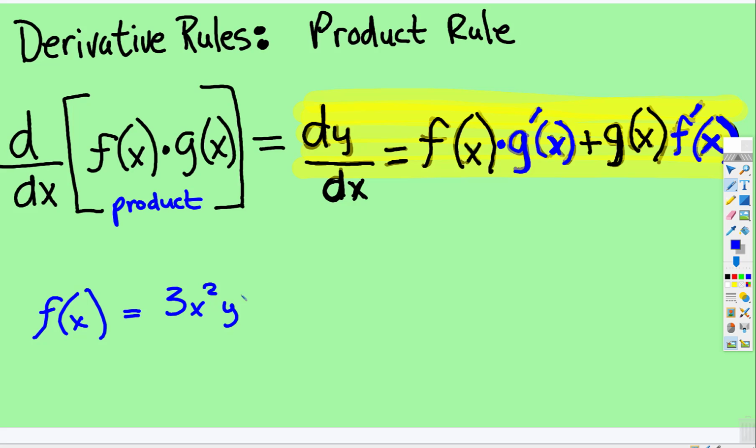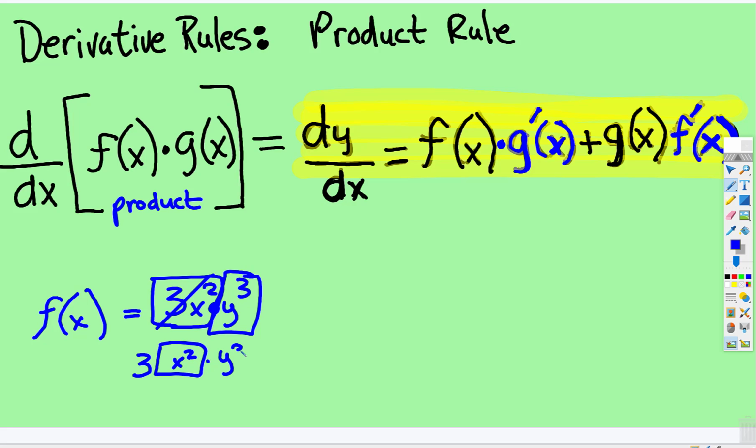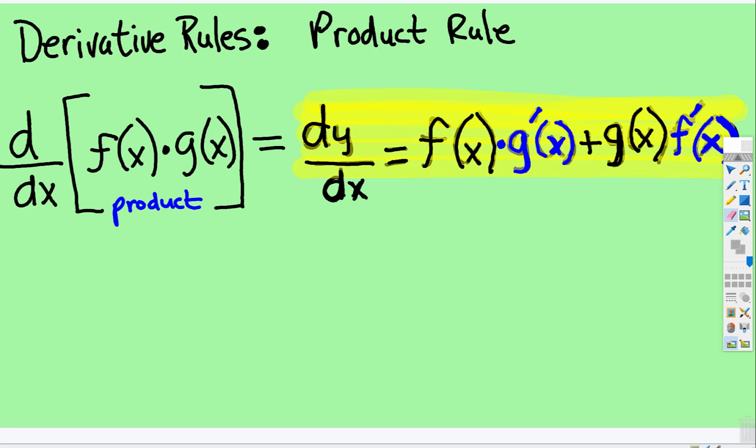3x squared y cubed, well, this is a term, and this is a term, and those two things are being multiplied. Or you could pull the constant 3 out, and then you would have x squared times y cubed. So when there are two functions being multiplied within one function, this is the product rule.